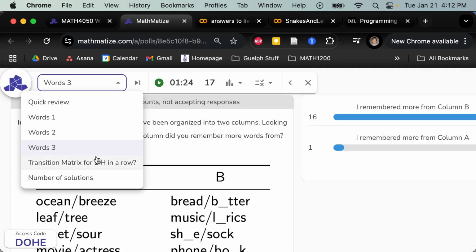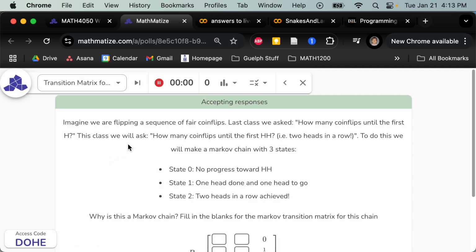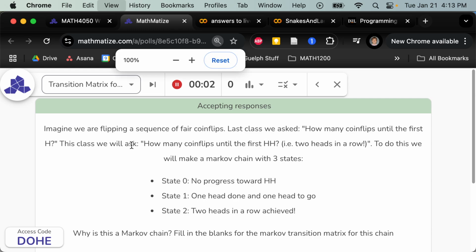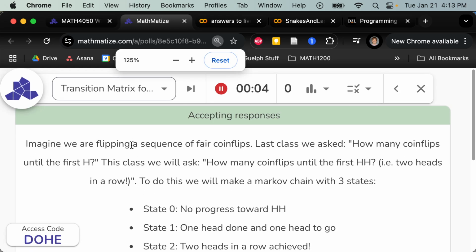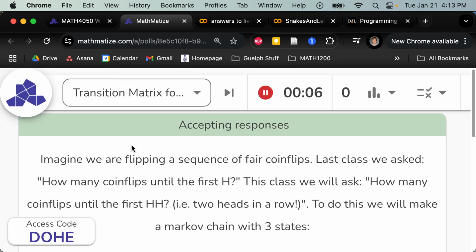But here's the actual first question today, having to do with the coin flips. You remember last time we said, how many coin flips until the first heads? Now we're going to answer the question, how many coin flips until heads, heads? So you need 2 heads in a row. How long will it take?